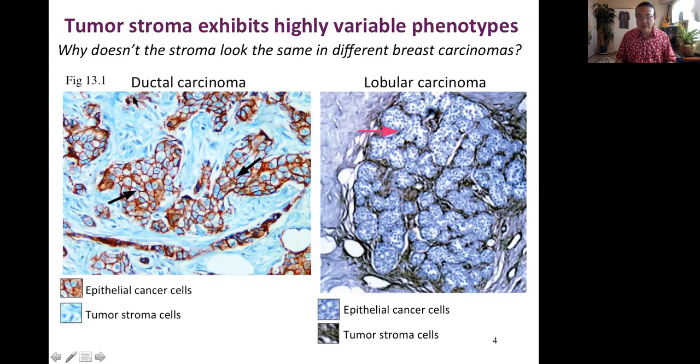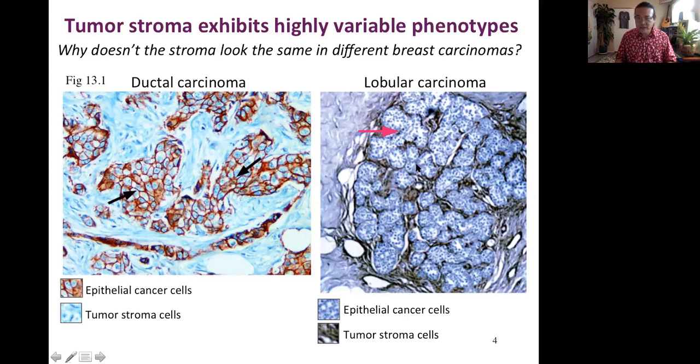So keep in mind, this is a cross-section of a large tumor, right? So this whole mass would be considered cancerous, and it's made up of epithelial cells and their stroma. So you can see there's quite a bit of stromal cells here, right? And the stromal cells seem kind of spaced apart, not very dense. Compare that to the relationship that you see in lobular carcinoma.